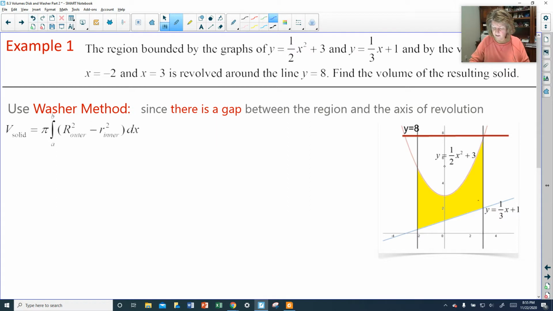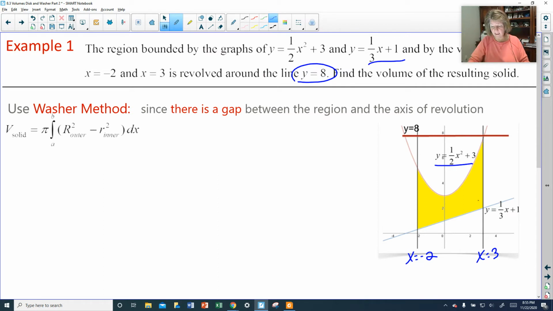So we mentioned this function here. There's our parabola. We mentioned the linear function, which I can see in the light blue. And we had 2 vertical lines set up, an x equals -2 and an x equals 3 line. So everything is plotted out, and I can see the yellow space that we're going to revolve. We're going to revolve this about the line y equals 8. So I've got that dark red line up above, and we're going to revolve this object around that.